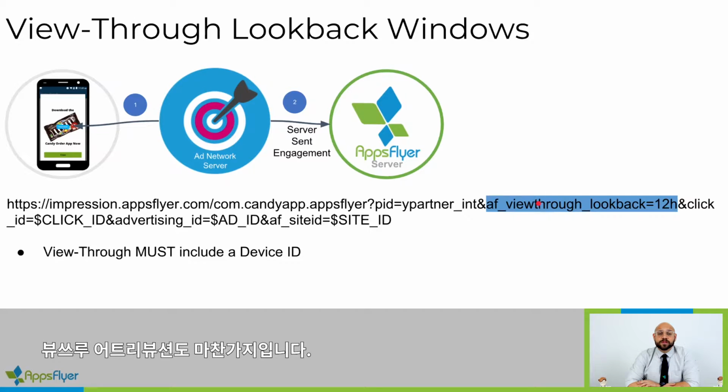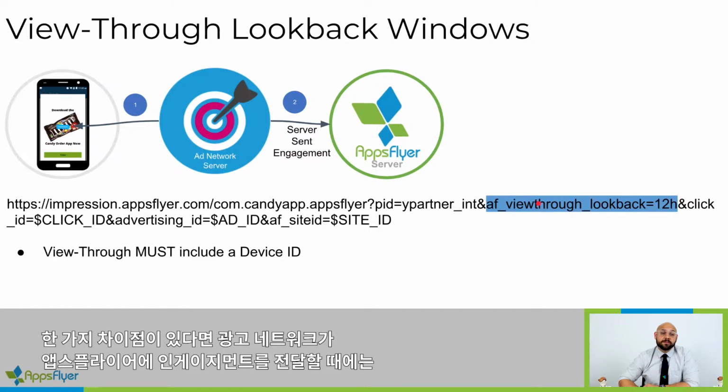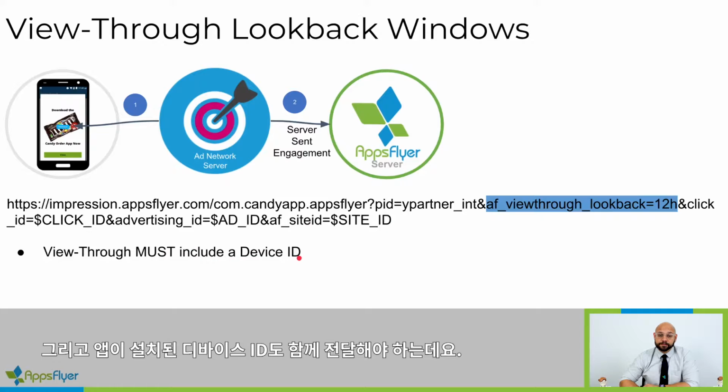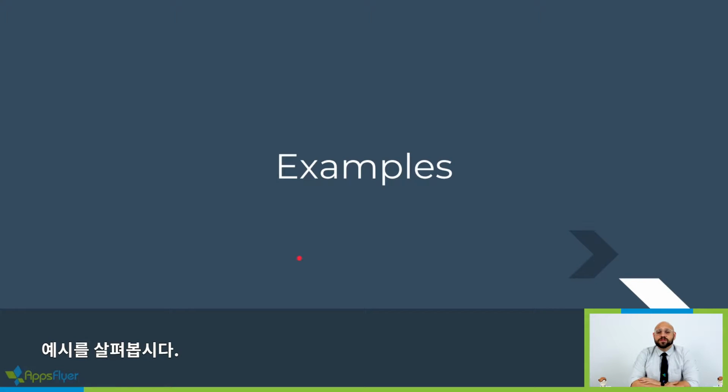For view-through attribution, it's pretty much the same. The only difference is that when the ad network notifies AppsFlyer of the engagement, they will pass the view-through lookback window, and they also must pass AppsFlyer a device ID. So let's run through some examples.